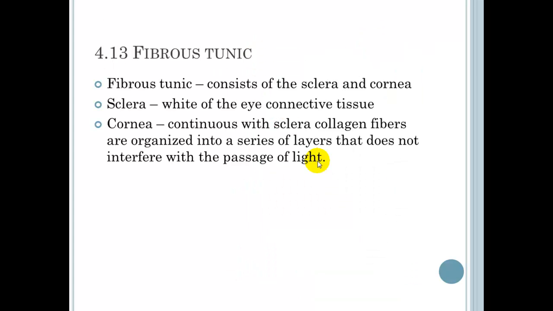4.13, fibrous tunic. Fibrous tunic consists of the sclera and the cornea. The sclera is the white of the eye, and the white of the eye is connective tissue, and the cornea is continuous with the sclera. Collagen fibers are organized into a series of layers that do not interfere with the passage of light.